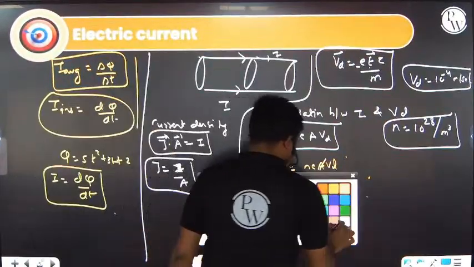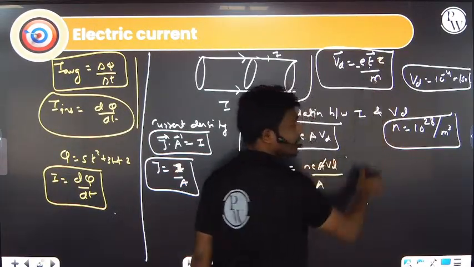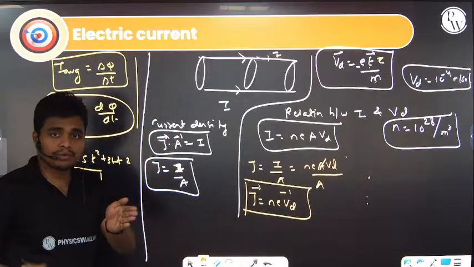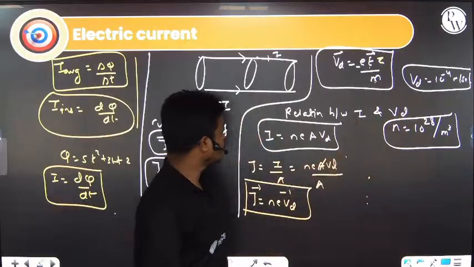Next, if we talk about this particular term, tau, it is the relaxation time, and this is the mass. Tau is the time between two successive collisions. The time between two successive collisions we define as tau.